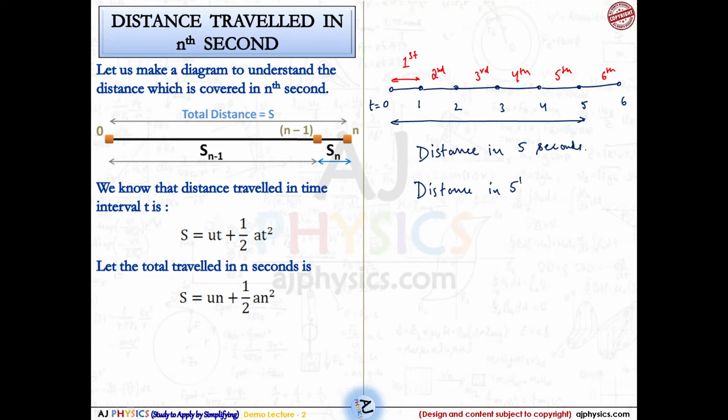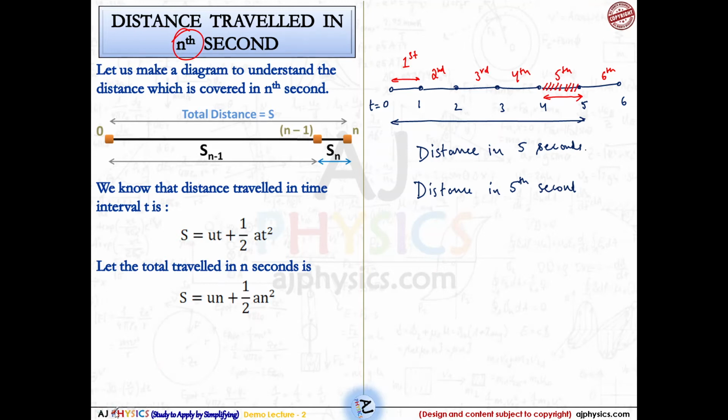If I want the distance in the fifth second, now what does this statement mean? This statement means that I need to calculate only this much distance, only the distance covered in this duration, this one. So this is the distance traveled in the particular second. The particular second here I am denoting with the nth second. Nth second means it could be any nth value, like the fifth second here. Now, how to calculate this? That is the major thing here.